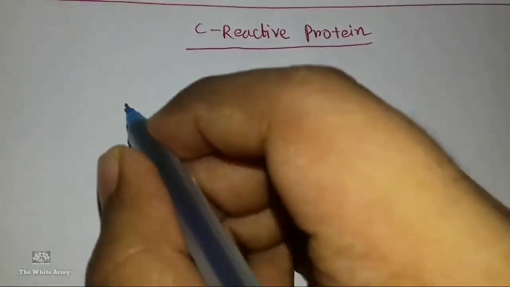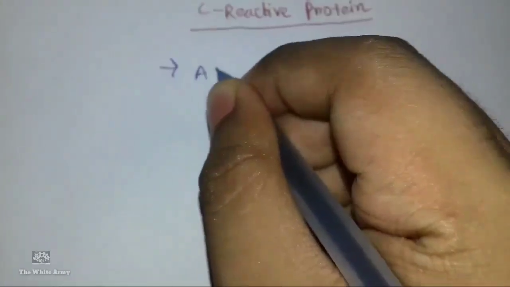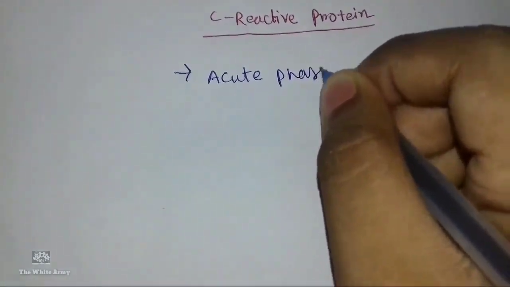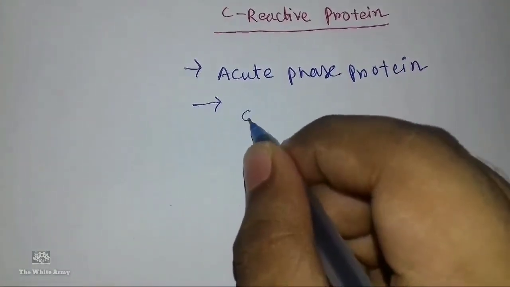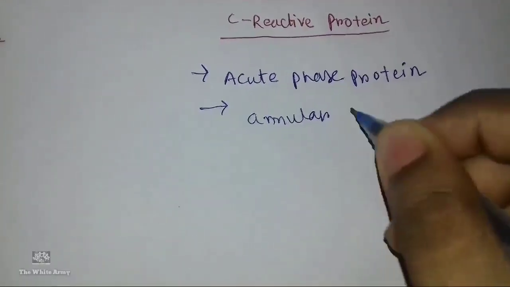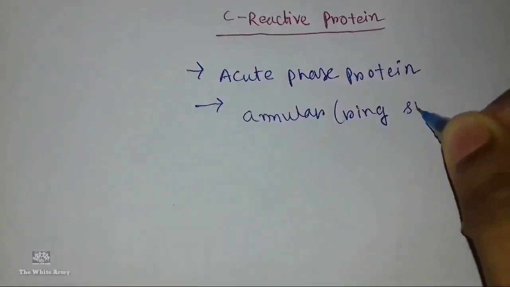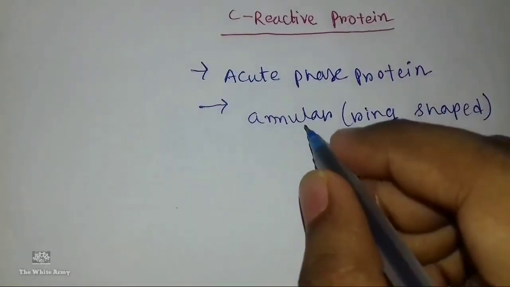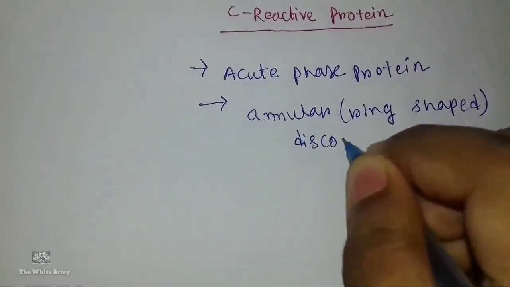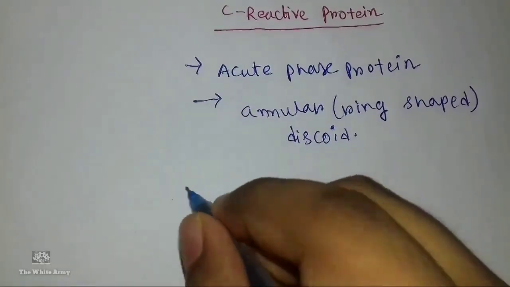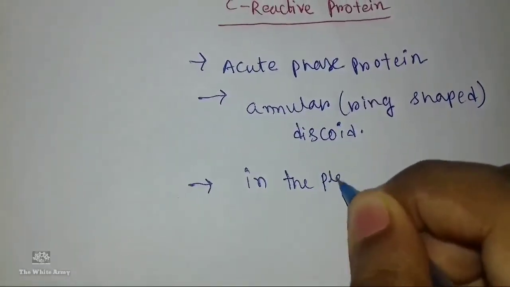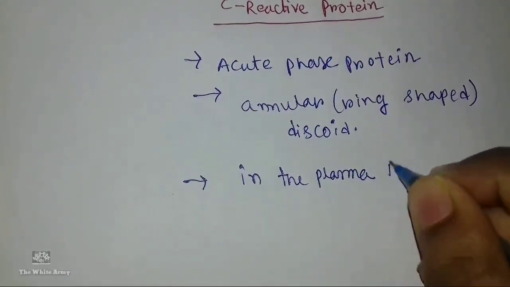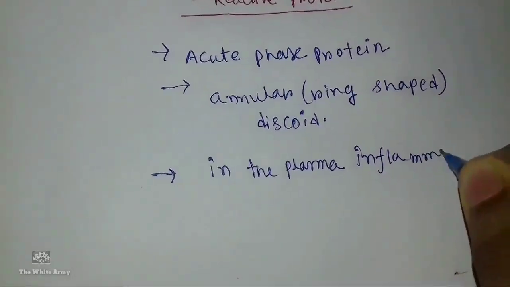Hello guys. So C-reactive protein is basically an acute phase protein. It has an annular structure, that is, ring shaped, and it is discoid also, disc like. It is basically found in the plasma during any inflammatory conditions.